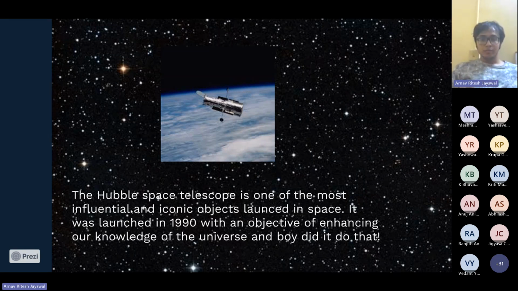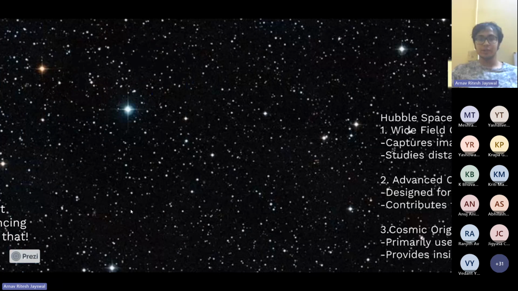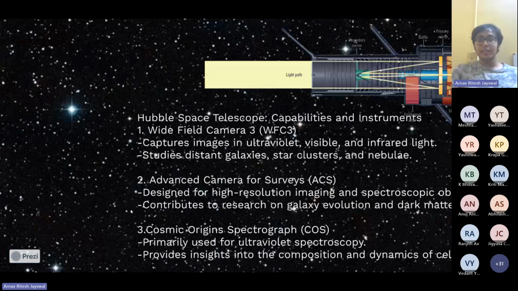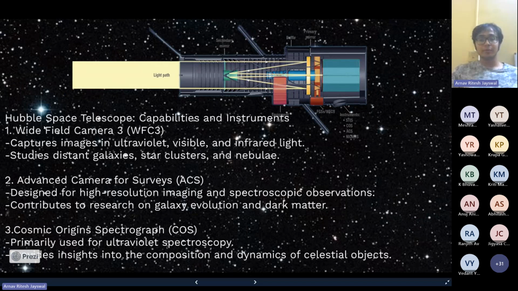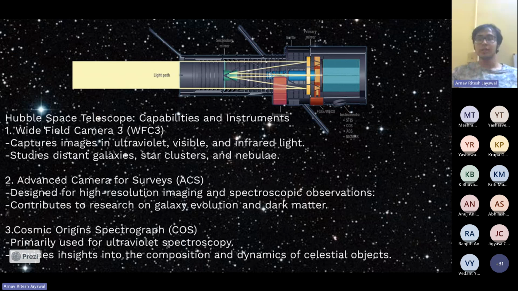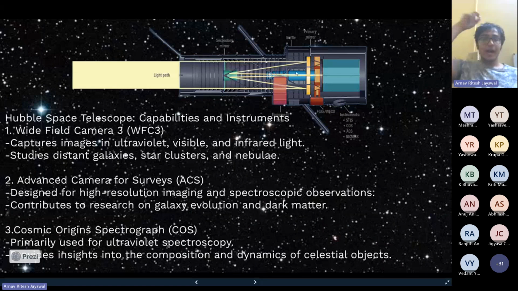And yeah, this is the basic structure of the Hubble Space Telescope. It has 3 wide-field cameras, as you can see here, and it captures images in UV, visible and infrared light, and it's used to study distant galaxies and star clusters. The wide field camera, as you can see. Then there's also an advanced camera for surveys, and it is used for high resolution imaging and spectroscopic observations.